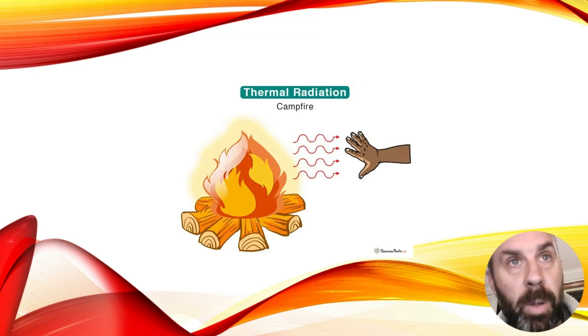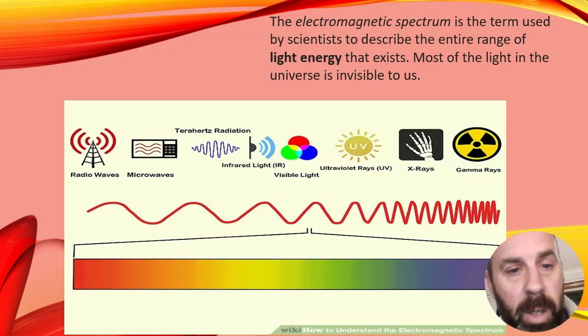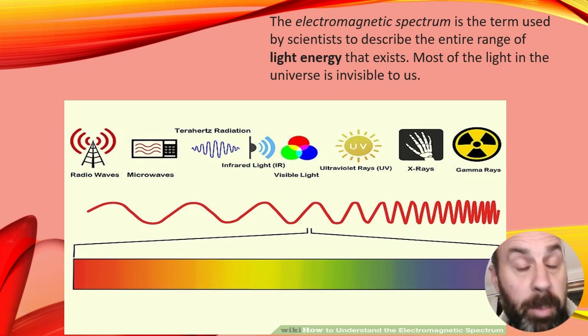Now, if you think about the sun and how it warms up the earth, there's no air in space. So how does the heat get from the sun to the earth? So it travels in the form of radiant energy. Radiant energy can travel through a vacuum, it can travel through space because it travels as electromagnetic radiation. So radio waves, microwaves, infrared, visible light, ultraviolet, X-rays and gamma rays all exist on a spectrum.